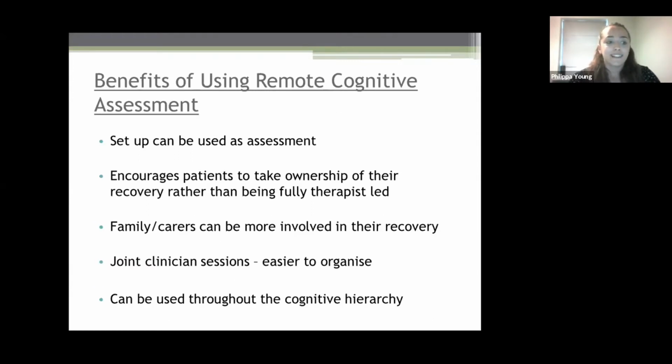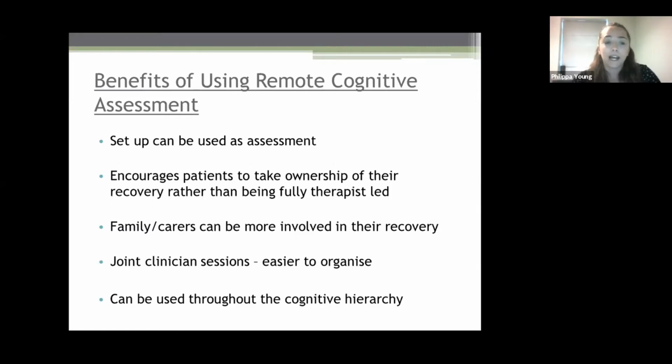So benefits, the positive outcomes that we've noticed are we've actually been able to use the setup of the platform as part of the assessment. And by doing this, we can establish if the patient can follow instruction to set up Attend Anywhere, and if they can recall how to access the platform each time. So are they retaining that information?